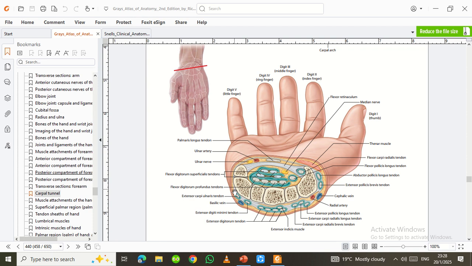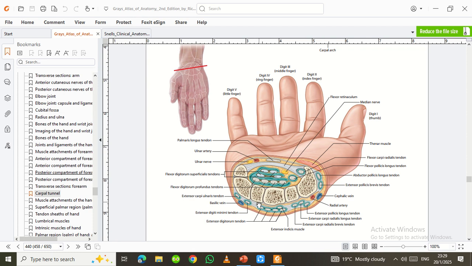Good. What about deep to the extensor retinaculum? Right, so the extensor retinaculum medially attaches to the pisiform and the hook of hamate, and then laterally it is going to attach to the radius itself. And then these are the structures: you're going to have 6 compartments, 1, 2, 3, 4, 5, 6 compartments, right?